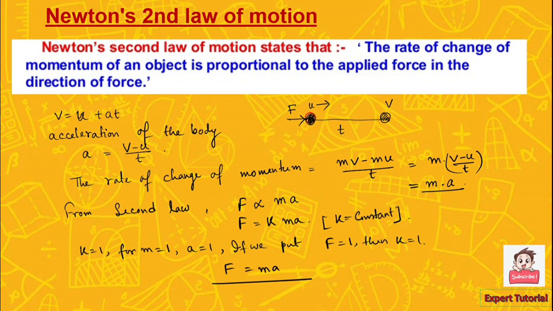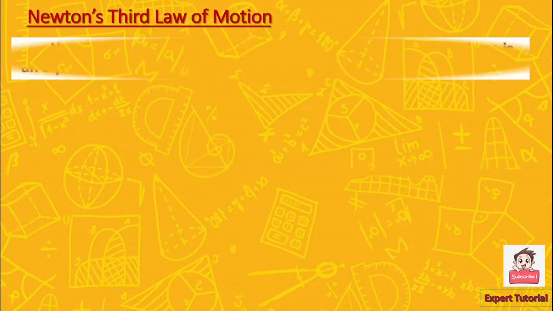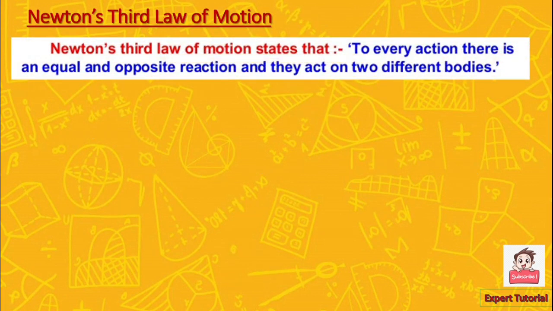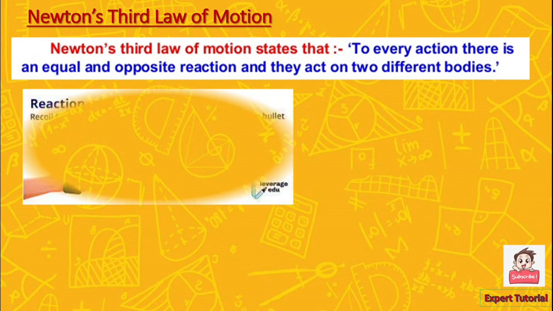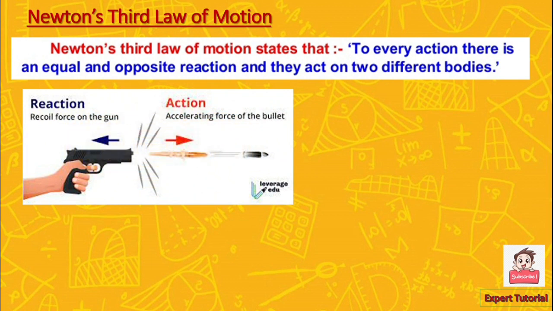And now coming to Newton's third law of motion. This third law of motion states that to every action there is an equal and opposite reaction, and they act on two different bodies. This statement is very important: to every action there is an equal and opposite reaction and they act on two different bodies. So action and reaction never act on the same body.